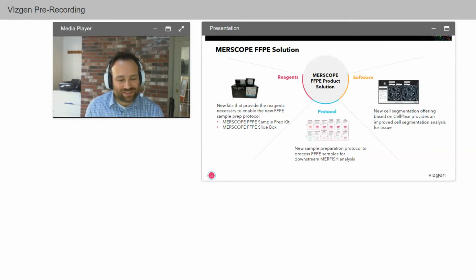The second major piece of this is our new protocol. This is going to allow us to unlock those FFPE samples, open them up, expose those analytes, not just transcripts but proteins as well, and open those samples up for downstream MERFISH analysis. The final major component is software. With this product release, we will be offering a new cell segmentation offering, which is based on CellPose, which provides an improved cell segmentation analysis for tissue samples. Now I'll go through each one of these.